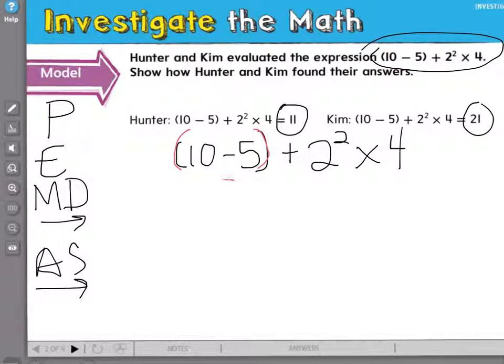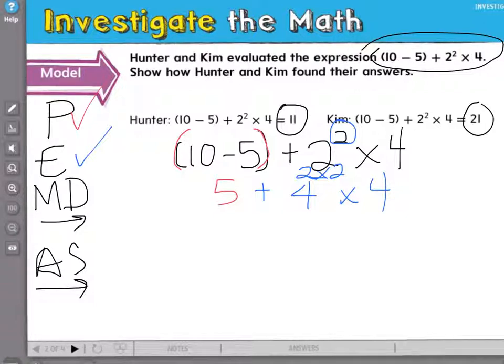10 minus 5 is 5, and I have finished with my parentheses. My next step is exponents. I do have an exponent here. We've talked about exponents before when we did powers of 10. This is the same concept. It's not a power of 10, but it means the same thing. Here, I have 2 to the second power, which is also known as 2 times 2. 2 times 2 is 4. So I have taken care of the exponents of my expression.